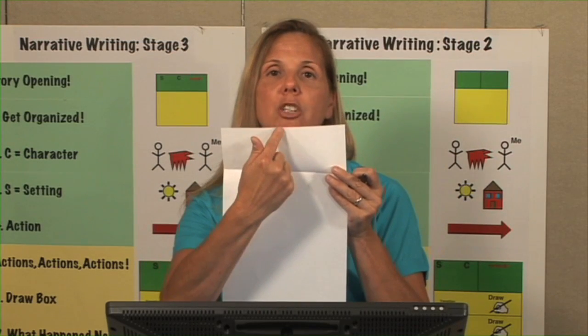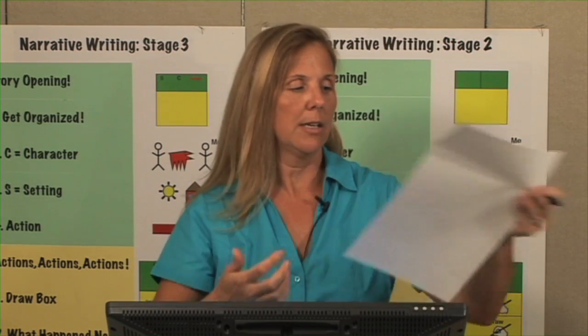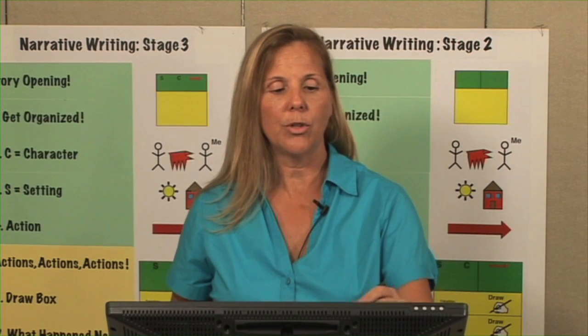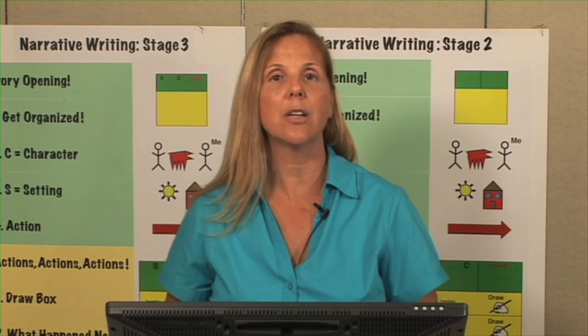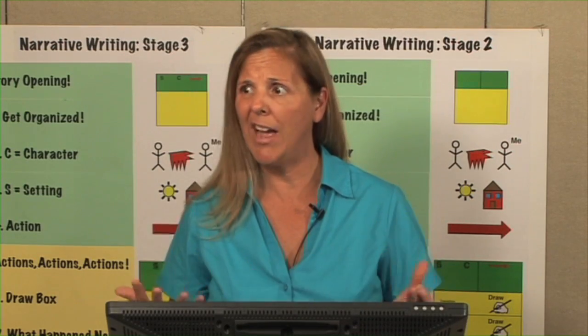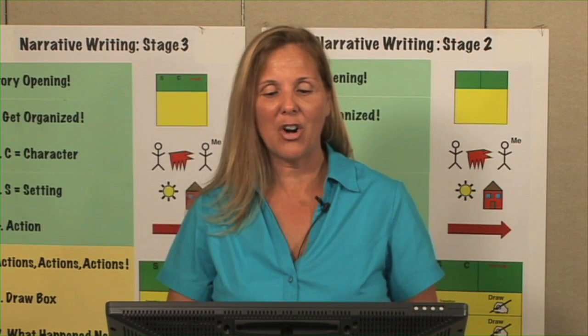So then you check to make sure the students have their finger in the middle, and then we're going to draw a line and stop at the fold. So we're drawing a line, stopping at the fold, and we have 2 boxes. There's our story opening boxes. That was easy. Turn to your buddy and say that was easy. That was easy.